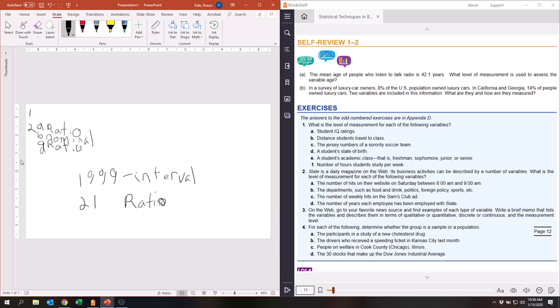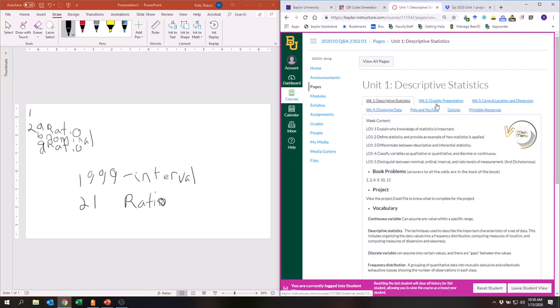So in this case, when they say the number of years employed, that's going to be ratio. And the reason why is because it has a zero. Zero means something. Okay? So we did number 2. You're also going to be doing number 4 and several other ones, but let's take a look at what the exam looks like. Or, sorry, the quiz, not exam. We're going to look at the quiz.